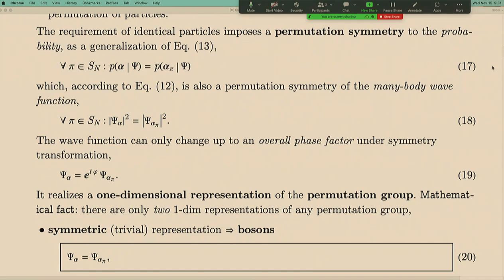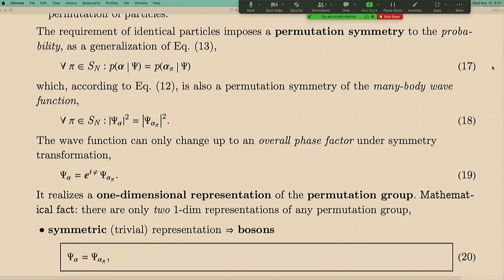Although at the wave amplitude level they don't need to be the same, if you take the absolute value and square it, they need to be the same. So if you have two complex numbers that are the same under absolute value squared, then you know that these two complex numbers can only be related by an overall phase factor, meaning that psi of alpha can only be related to psi of alpha pi by some overall factor. And this overall factor may depend on what kind of permutation you are doing.